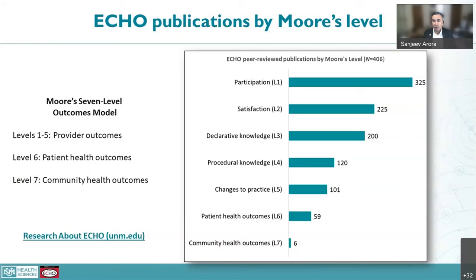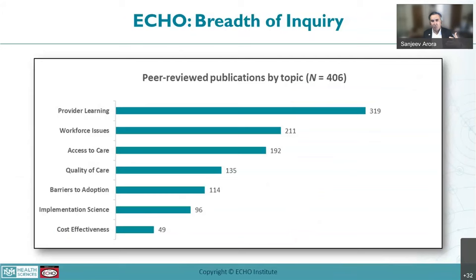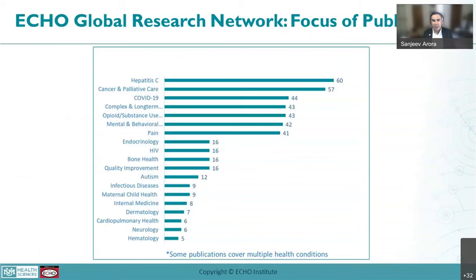design flaws, but there were 406 publications, 325 showing doctors like to participate, 225 they are satisfied, 200 their declarative knowledge goes up. Again, there was really no control arms here, procedural knowledge. The 101 publications showing changes to practice all came from reviewing electronic medical records, and 59 showing patient health outcomes. I'll give you examples. So a variety of diseases were studied by our partners. There are 157 different organizations, universities in the world that have published on all these different areas showing improvement.